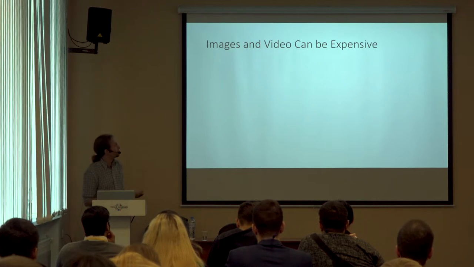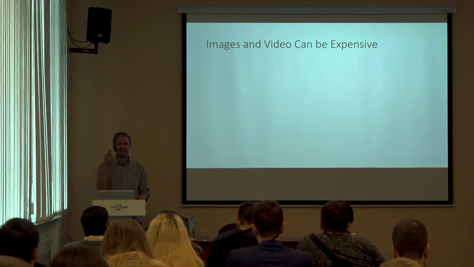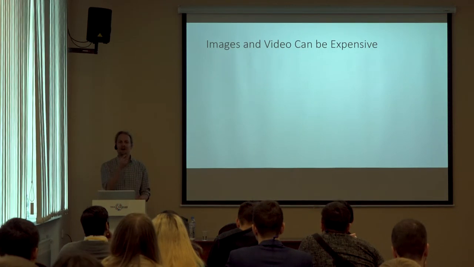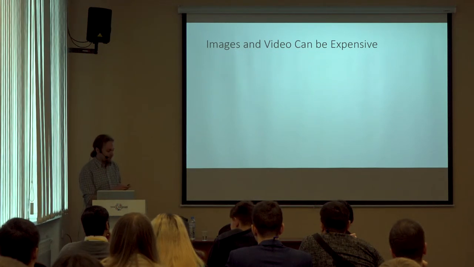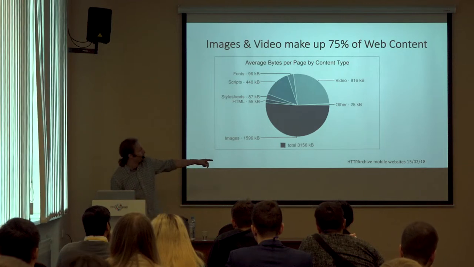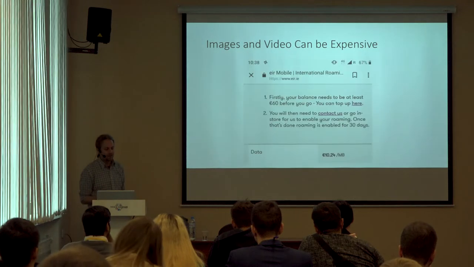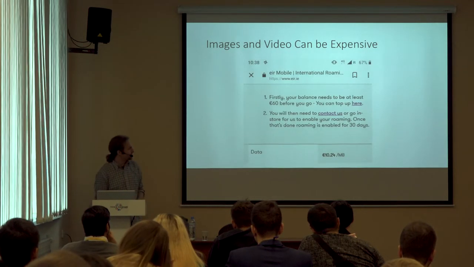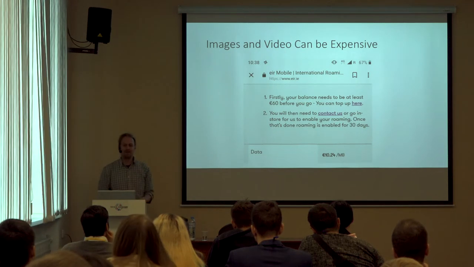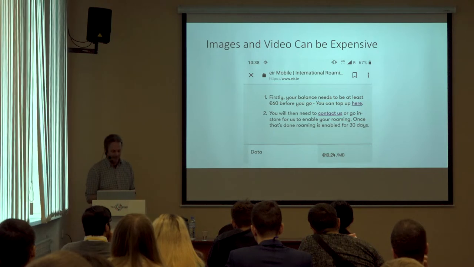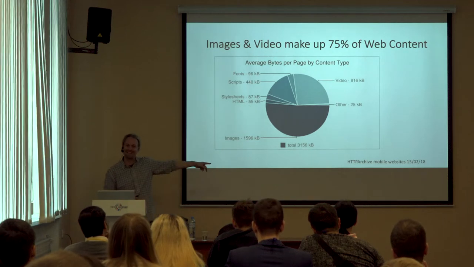So what can we do to optimize images and video? It can be really, really expensive. Laura showed whatdoesmysitecost.com. And this web page that I just showed, the average mobile web page, is 3.1 megabytes. So what does my site cost? Well, if I were roaming on my Irish SIM in Russia, it's 10 euros a megabyte. So that means that the FT would have cost me about 10 euros to load. But the average page here would be 31 euros to load, right? That's crazy.